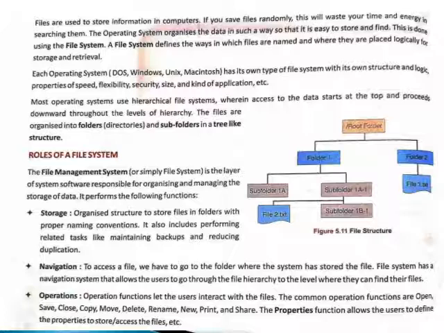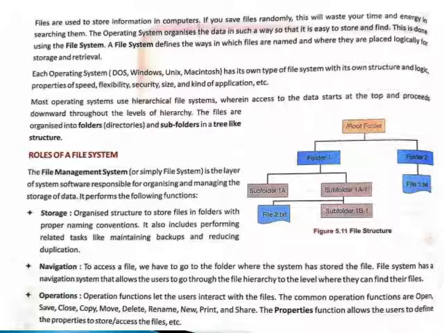Role of a file system. The file management is a layer of the system software responsible for organizing and managing the storage data. It performs the following functions. Storage. Organized structure to store files in folders with proper naming conventions. It also includes performing related tasks like maintaining backups and reducing duplication.